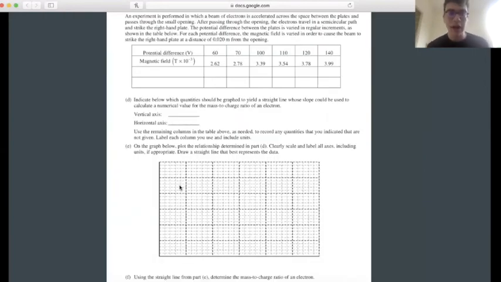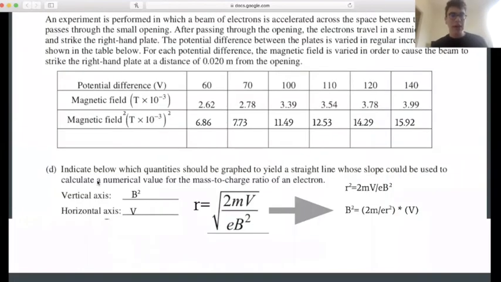For the next part, I'm not going to read this all because we're running out of time, but we have an experiment where the beam of electrons is going to be accelerated across differing potential differences, and as a result, the magnetic field will change. And so we have a bunch of tasks below. So the first one is indicate below which quantities should be graphed to yield a straight line whose slope could be used to calculate a numerical value for the charge to mass ratio of an electron.